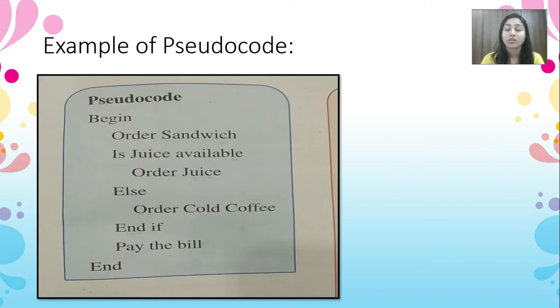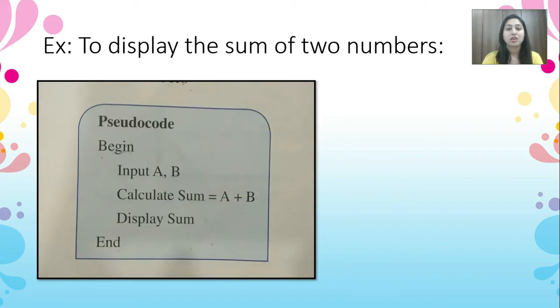Okay, so this is a basic example of pseudocode, and the example is ordering some food in a restaurant, right? So first begin means start, order sandwich means you want to eat the sandwich, it's confirmed, so you can order the sandwich. Now in the condition you are asking at the desk, is juice available? If yes, then order juice, else order cold coffee, and the if condition is ended. And after that at the last you have to pay the bill and the pseudocode is complete, right? Simple.